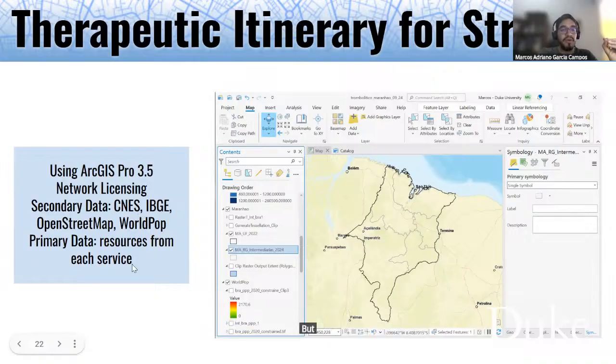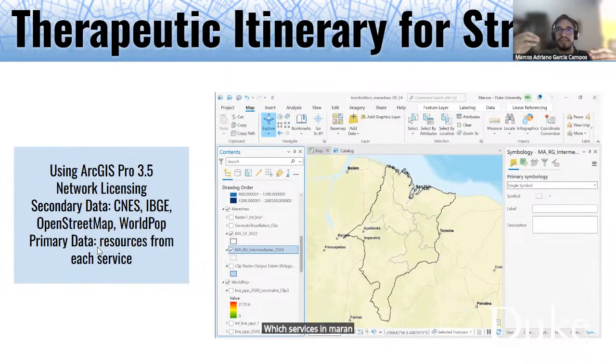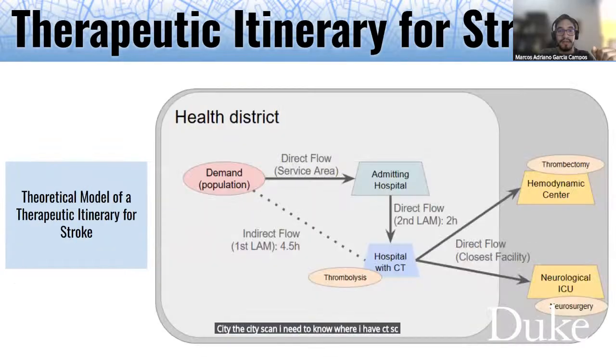But I also use primary data about the resources of each service. So I ask the Secretary of Health which services in Maranhão have a specific type of treatment or a specific equipment that I need for the treatment of stroke. For example, a cranial tomography, the CT scan. I need to know where I have CT scans in Maranhão, for example.